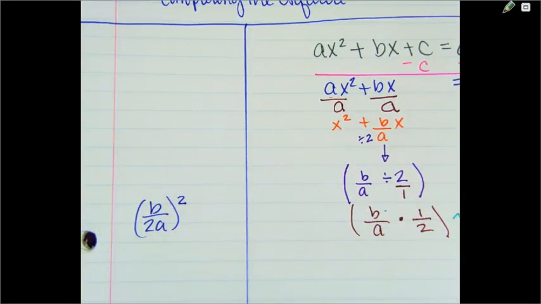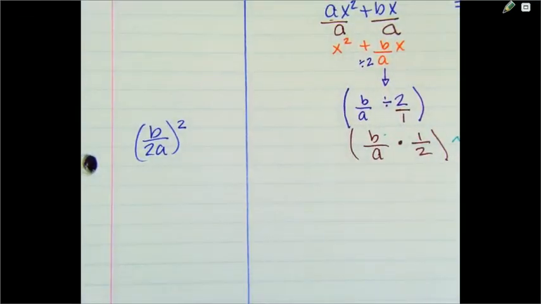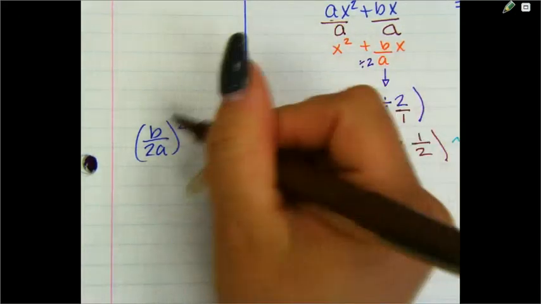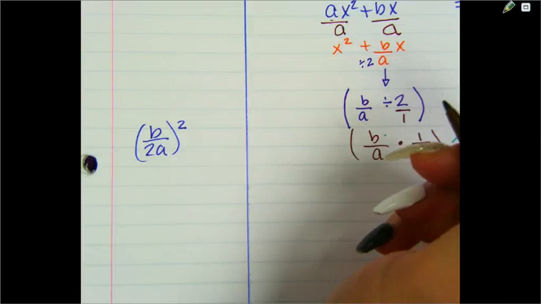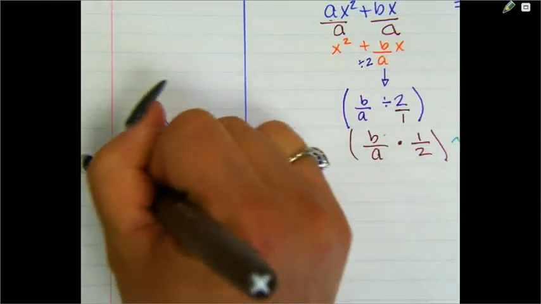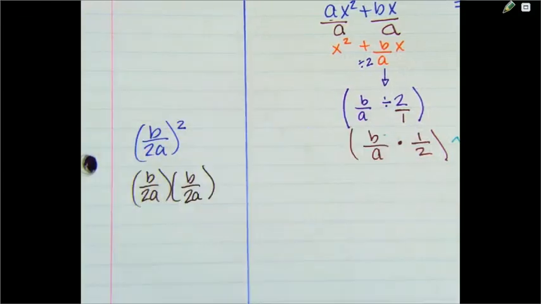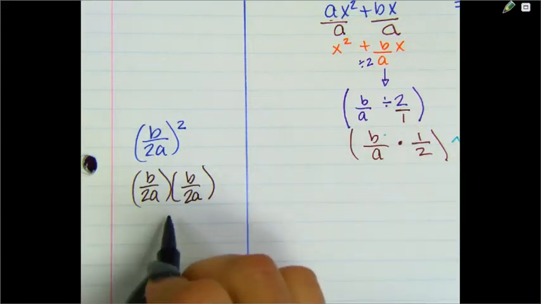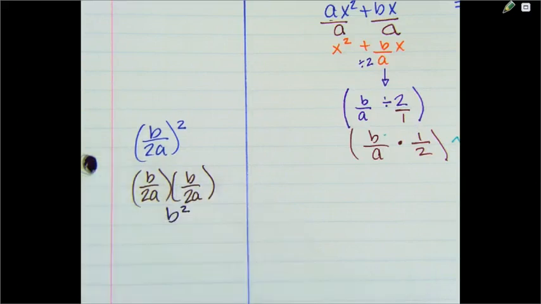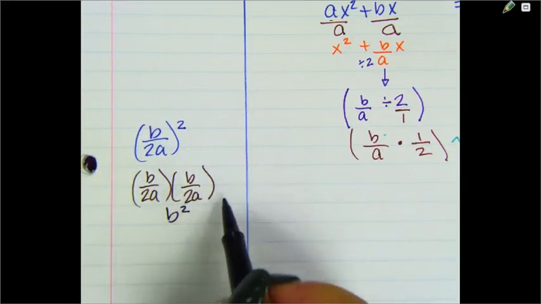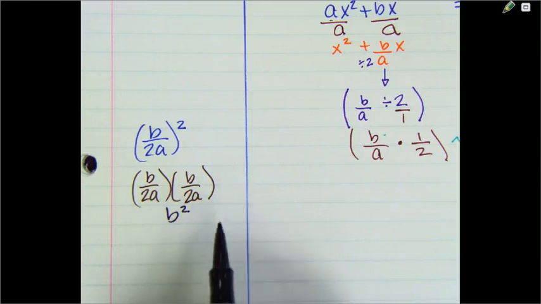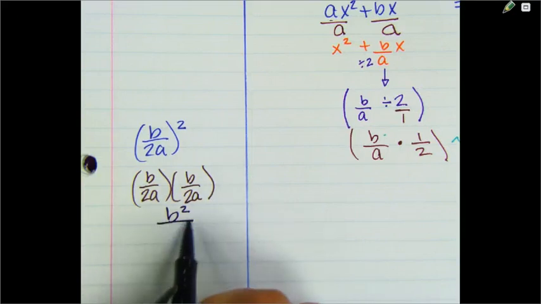What does it mean to be B over 2A squared? What does it mean you have? 2B, 4A. No. What does it mean you have? Double. Like you have another. Yeah, so you have B over 2A and B over 2A. Which means, what's B times B? B squared. What's 2A times 2A? 4A squared. Good.